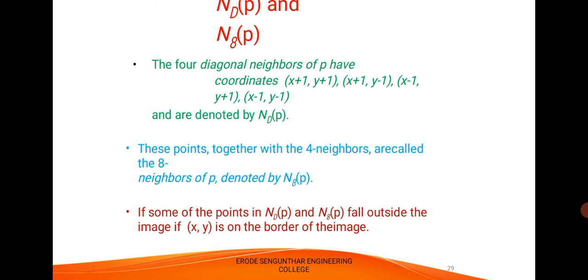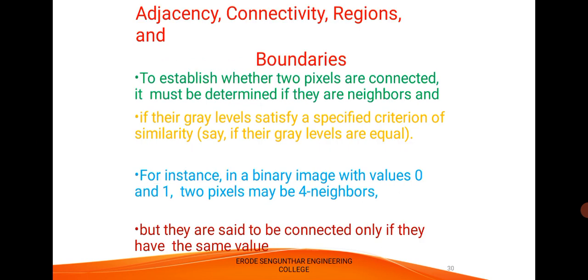Apart from n4 of p, we have nd of p and n8 of p. Nd of p is nothing but the diagonal neighbors, whose coordinates are x plus 1 comma y plus 1, x plus 1 comma y minus 1, x minus 1 comma y plus 1, and x minus 1 comma y minus 1. These four diagonal neighbors are called nd of p. Together with the four neighbors n4 of p, they form n8 of p. Some points in nd of p and n8 of p fall outside the image if x comma y is on the border of the image.